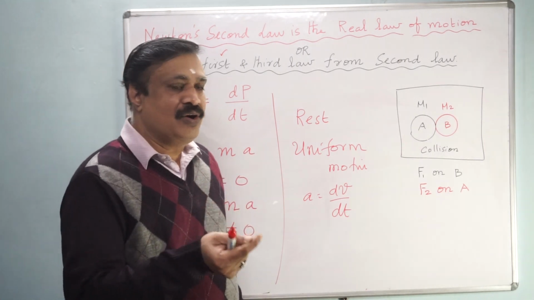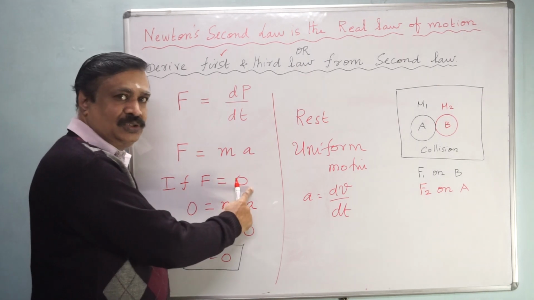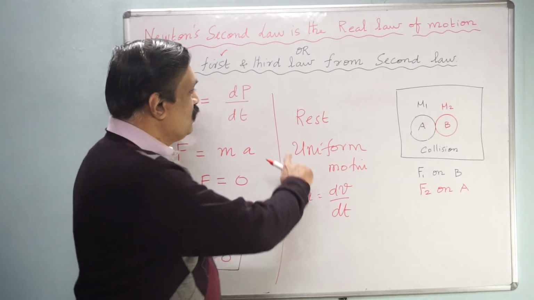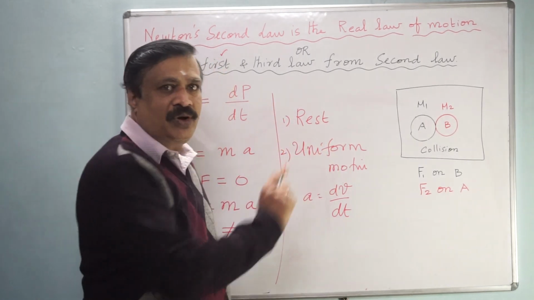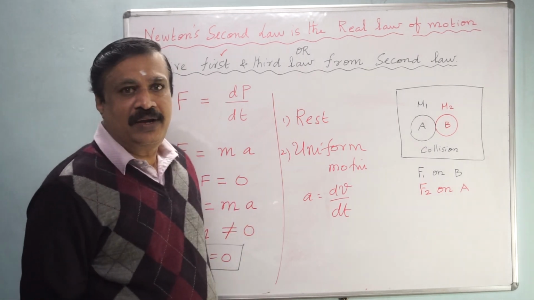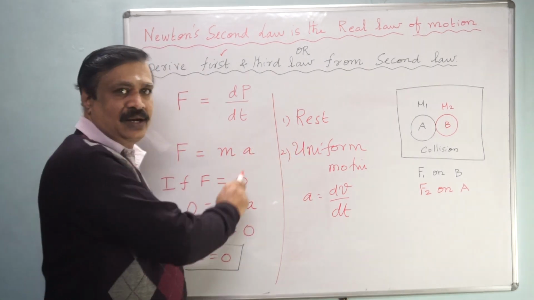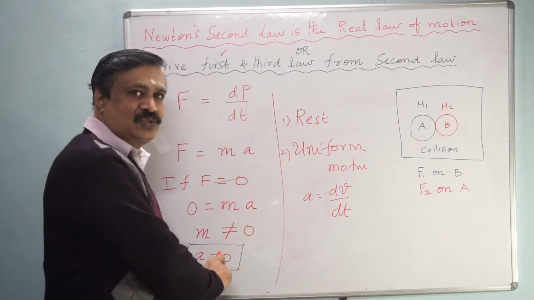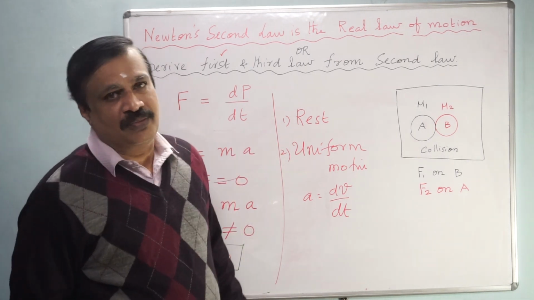Under what condition? When there is no force. When there is no force, there is no acceleration. No acceleration means the body is at rest, or the body is in uniform motion. That means we have explained Newton's first law from Newton's second law. We have taken Newton's second law and proved that when there is no force, the body is at rest or the body is in uniform motion.